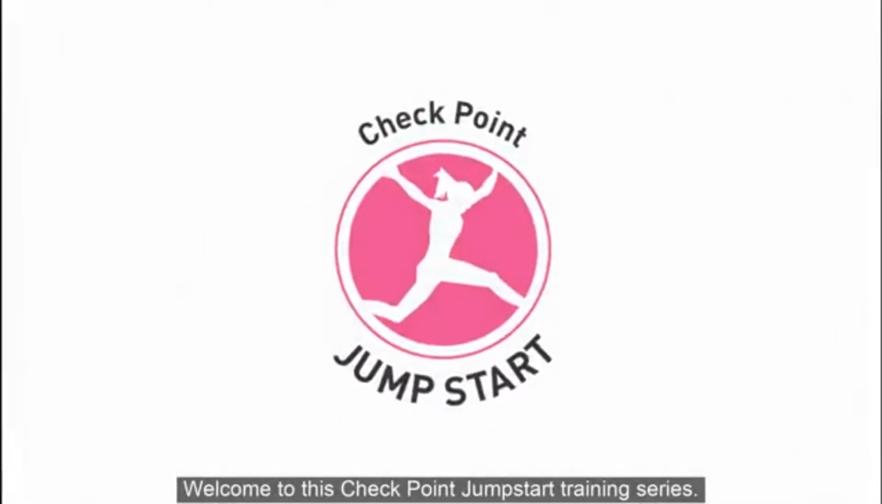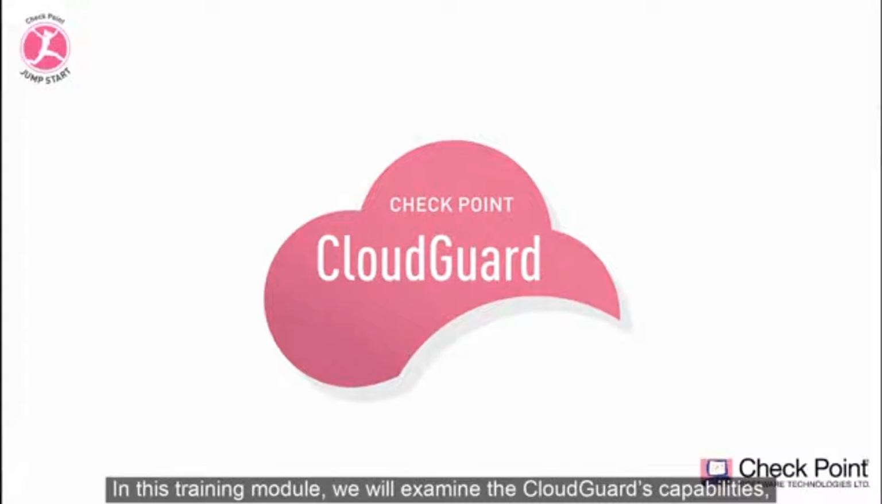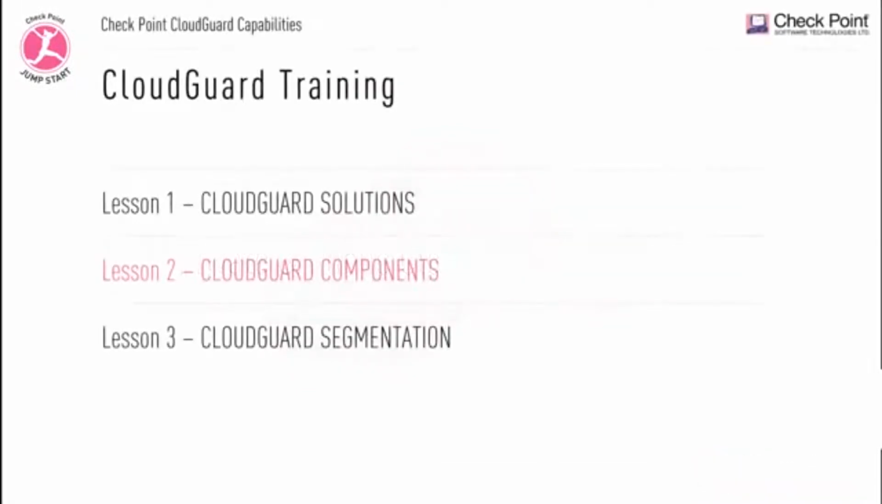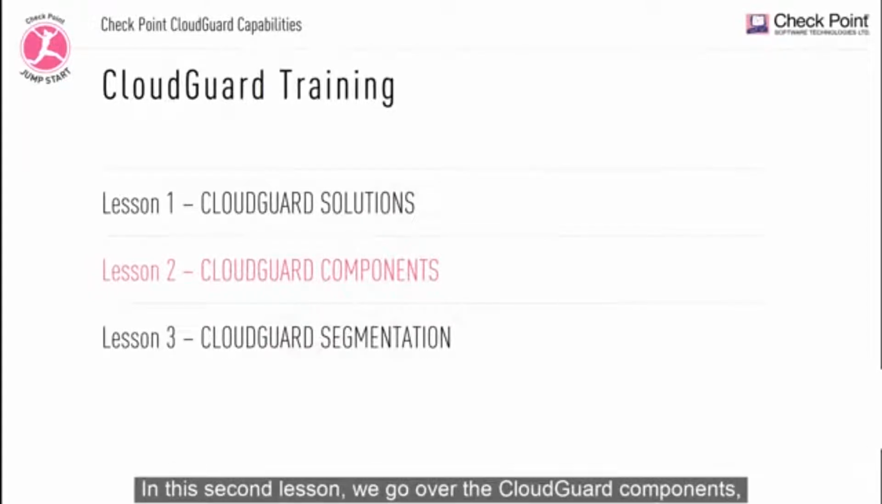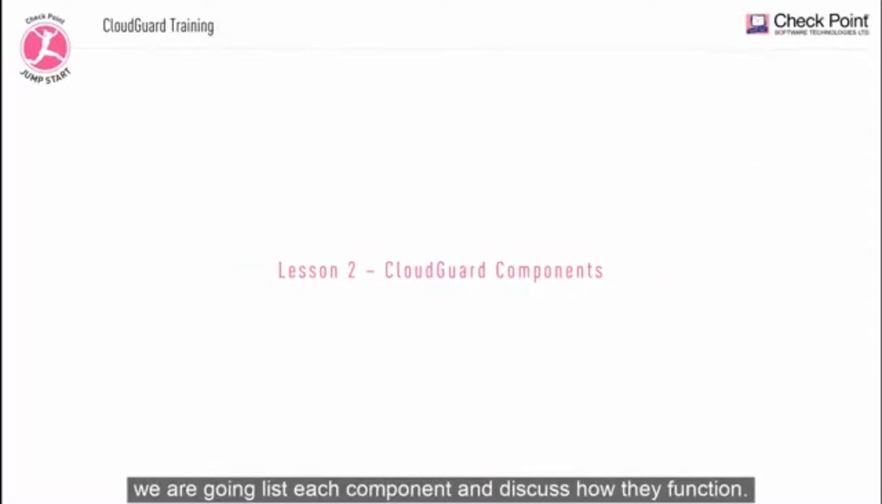Welcome to the Check Point Jumpstart training series. In this training module, we'll examine the CloudGuard capabilities called CloudGuard Private and Public Network Security. The CloudGuard Network Security is used to protect both your private and public cloud network assets. Lesson 2, CloudGuard Components. In the second lesson, we're going to go over the CloudGuard components. We're going to list each component and discuss how they function.